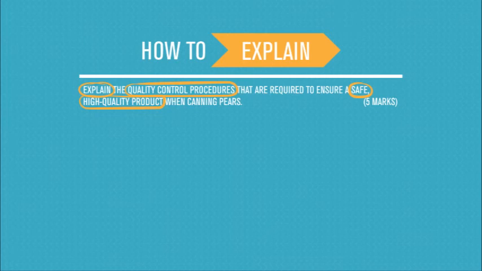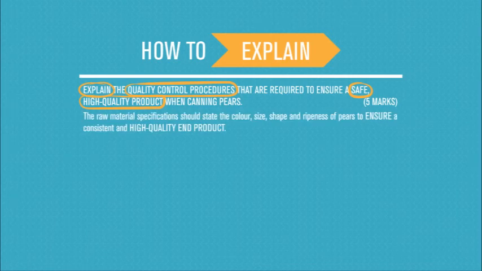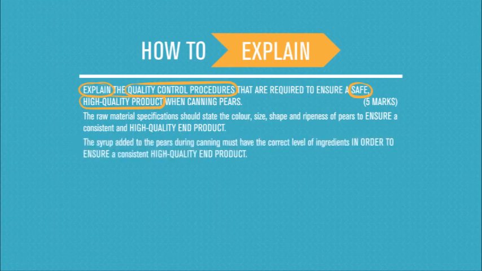Again, you need to know your information. You need to know the answers and the quality control procedures here. But a good response might say something like, the raw material specifications would state the colour, size, shape and ripeness of pears to ensure a consistent and high quality end product. So those words there, to ensure, have reminded the person that they need to link it back to the question and show a relationship. Secondly, the syrup added to the pears during canning must have the correct level of ingredients in order to ensure a consistent high quality end product. So you can see again the linking.